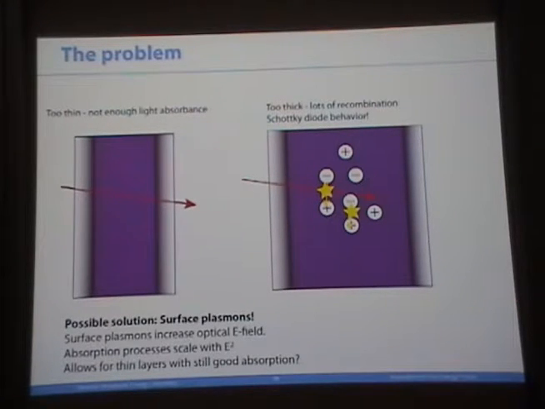Now, if we can somehow increase the amount of light absorbed in this layer, that would be great. And one of the solutions for that could be those surface plasmons. And since we know they increase the optical electrical field near their surface, that might indeed work. And we know that the absorption processes scale with the square of the electric field of the incoming light. This might actually work. And it might allow you to use very thin layers that still have good absorption, so you actually can collect more of the carriers, you can have higher open circuit voltages, all these sort of things. So you can have it all basically.